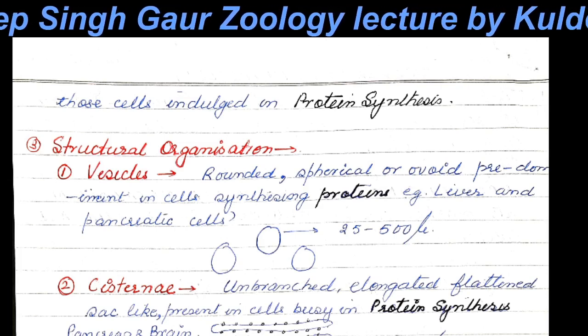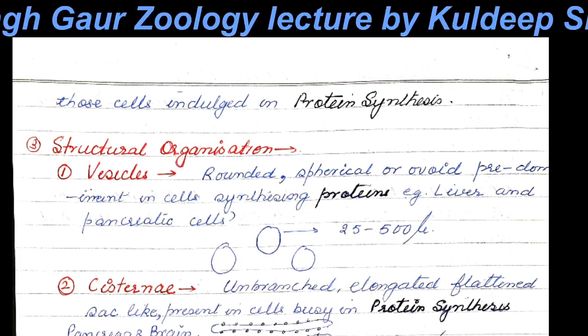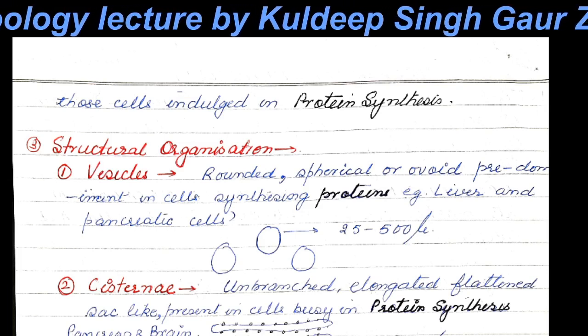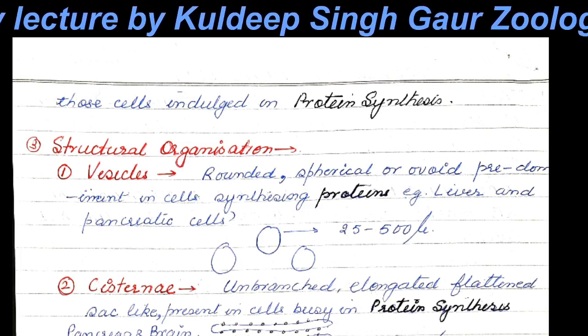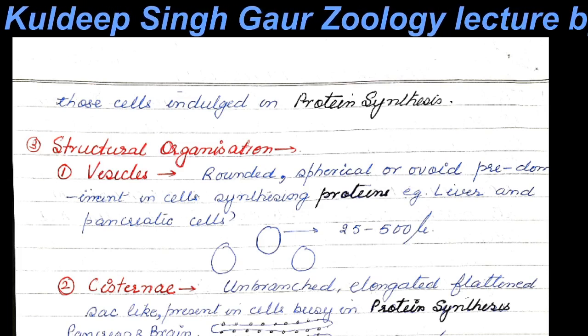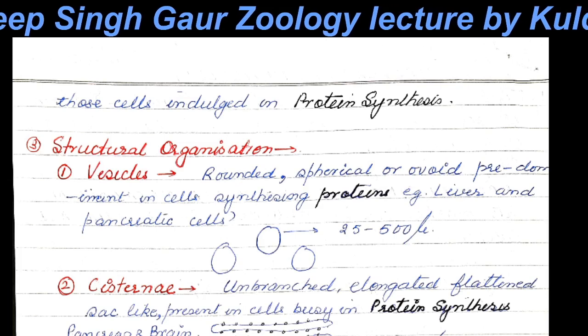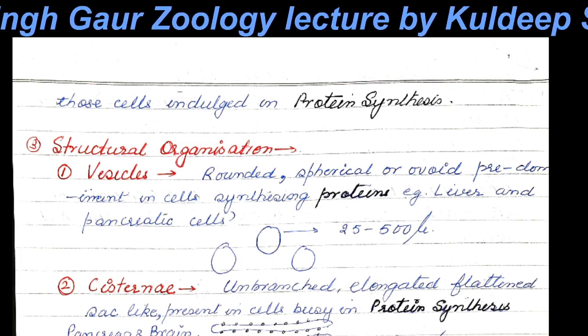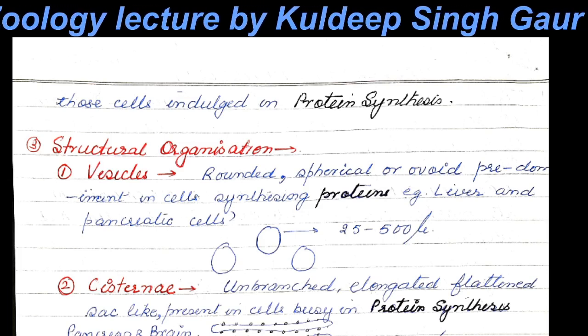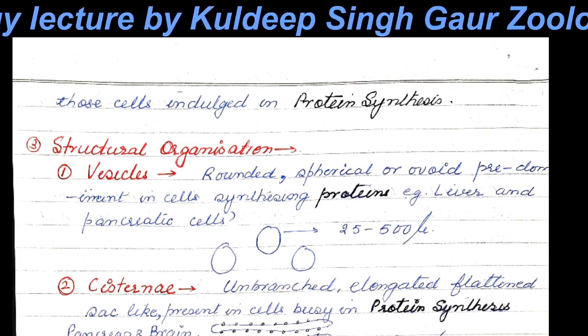Endoplasmic reticulum exists in three forms. One is vesicles. Vesicles are actually rounded, spherical, or ovoid. They are predominantly present in cells which are indulged in synthesis of proteins, for example, the cells of liver and pancreas. Their dimension is around 25 to 500 microns.